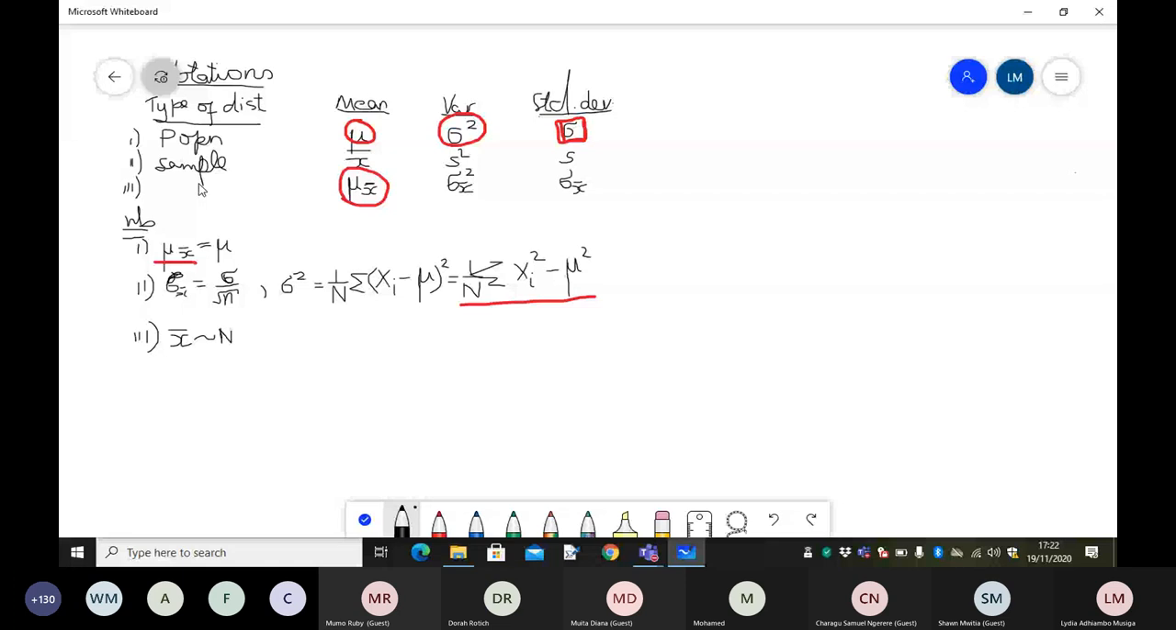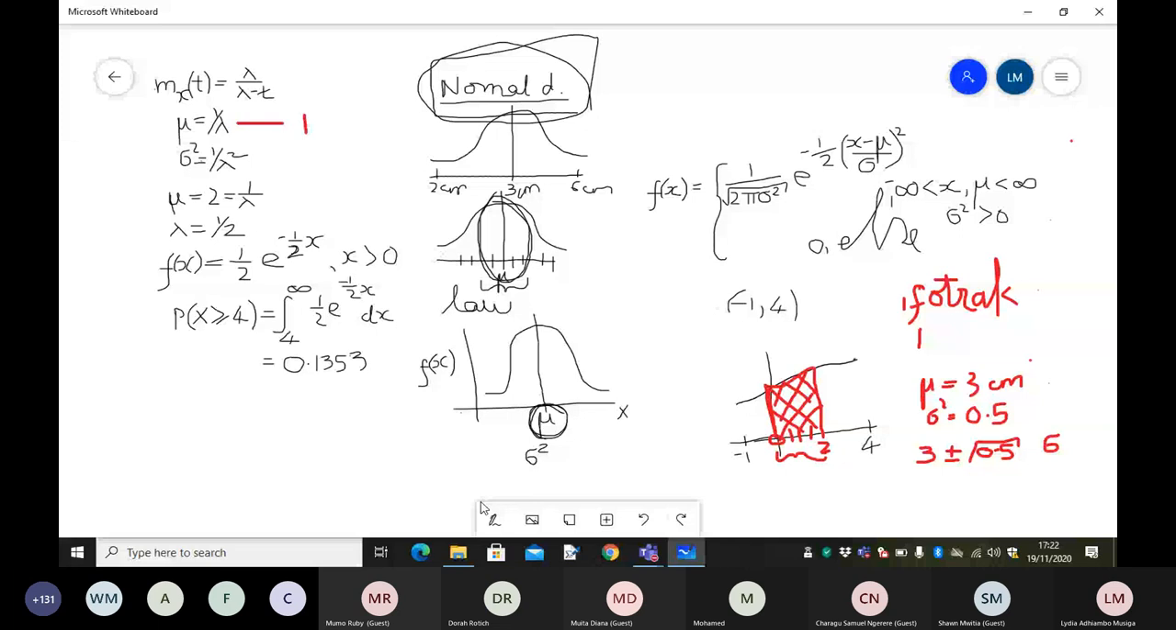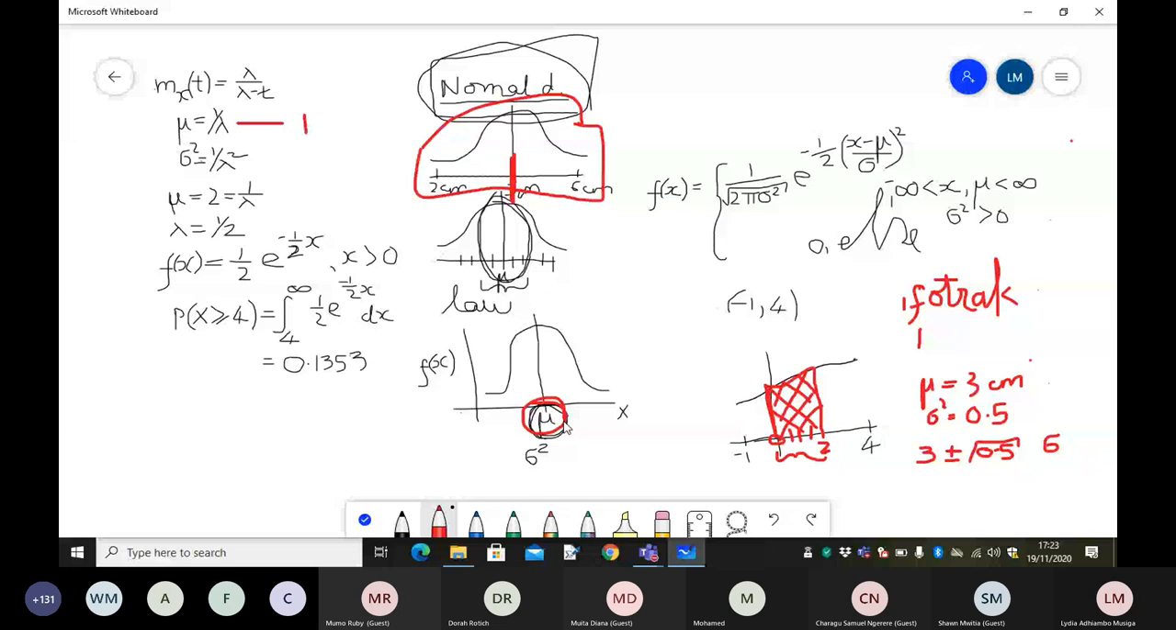I think the other day we discussed some distributions with you. Let me check. Yeah, this slide, I used it with you. Now you can see this distribution, which was the normal distribution. It has a particular mean mu, and it must have some variance. That is why there are some data values far from the mean on the right side and on the left side.